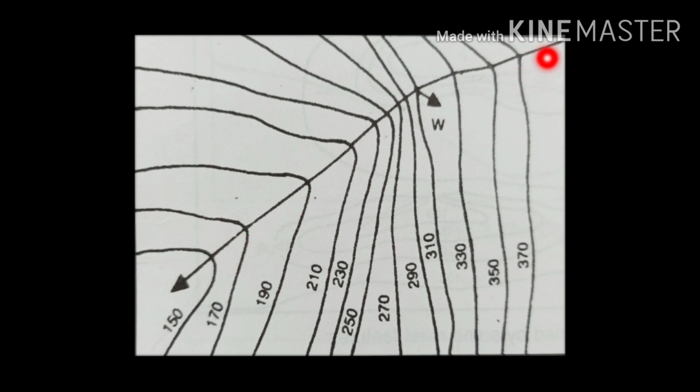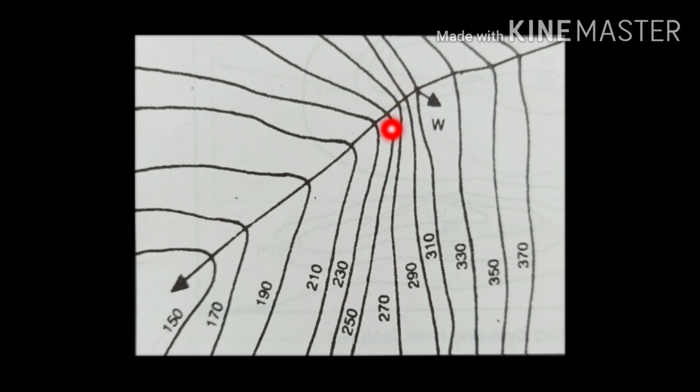You can see, children, this arrow is of a river, and this is a waterfall. Here you can see they have become so close, the height has increased, and the water is dropping from a great height. So this is a typical picture or pattern of a waterfall in a topographical map.